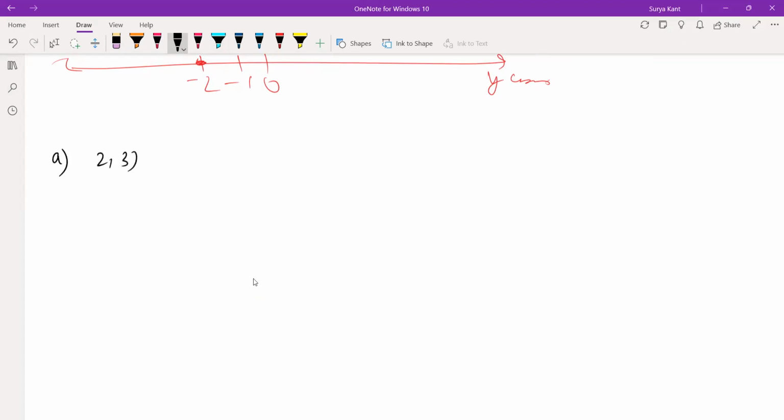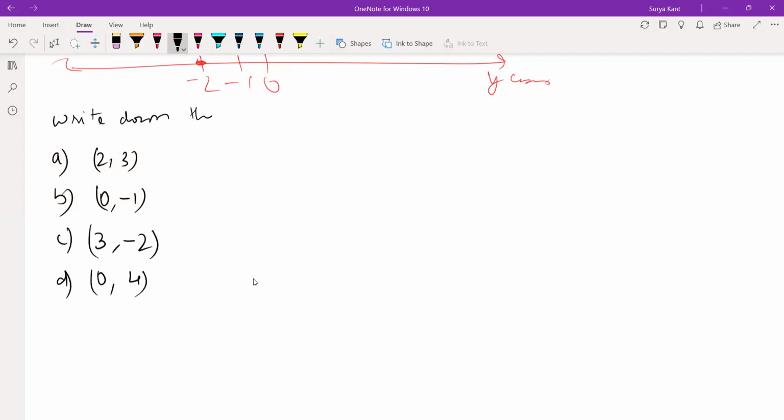A: 2, 3. B: 0, -1. C: 3, -2. D: 0, 4. Write down the axis or quadrant where this coordinate lies.